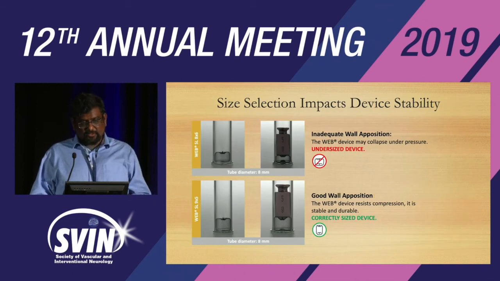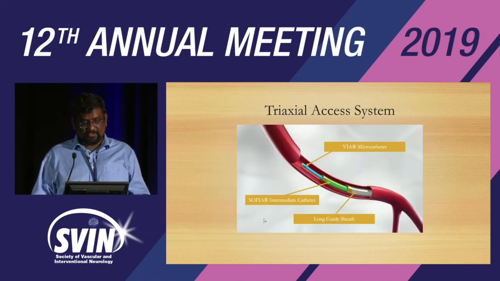The other thing to really thoughtfully consider is the width. Again, you have to oversize it. Otherwise, you can see that it's very much susceptible to compression. So it's going to compact, just like coils. Right? And this is the usual system.